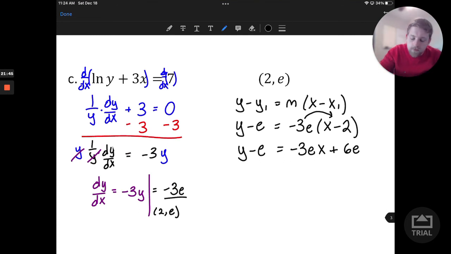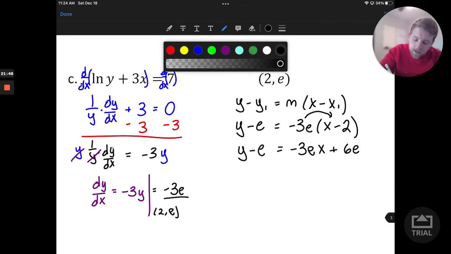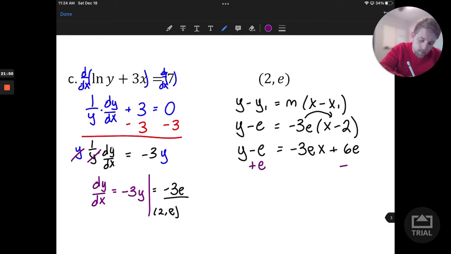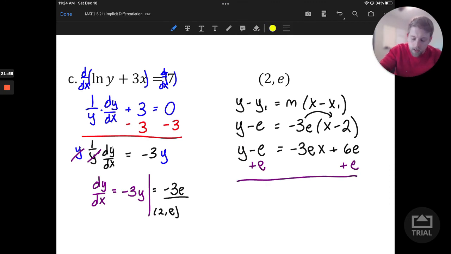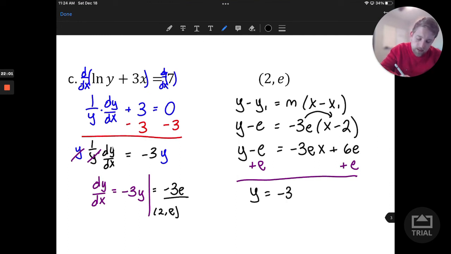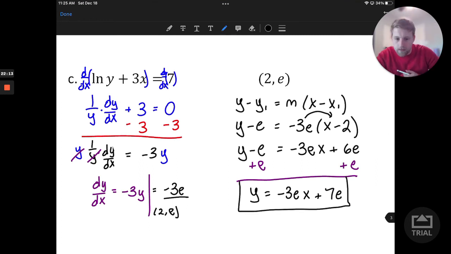And then to finish this up, we'll add the factor of e to both sides. Those will actually be like terms there that we can add. And our final result here for the tangent line will have y equals negative 3e times x plus 6 and 1e becomes 7e for the constant term. So keeping it in terms of e is the best way to go here to have that exact result. So we have the slope of negative 3e, intercept value of 7e.